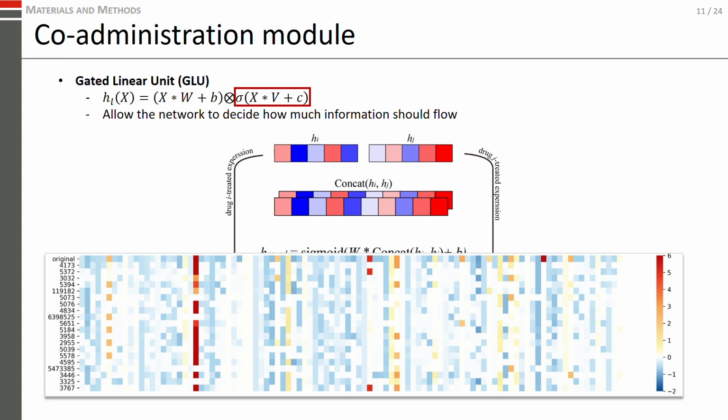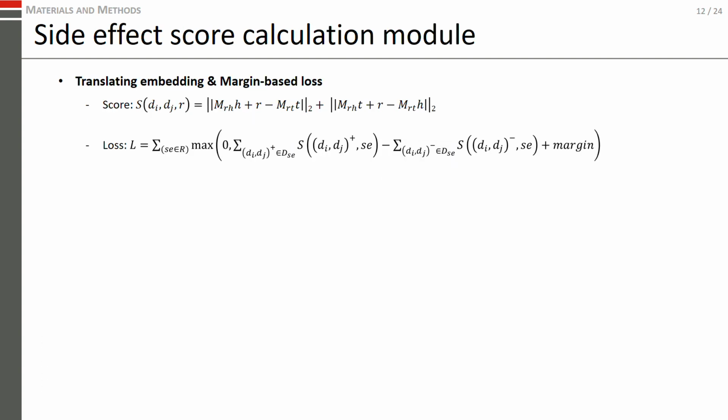This heat map shows how GLU affects the original features. Each row is the drug feature of the same drug, but in combination with the other drug. Then the calculated drug latent representations and side effect embedding were put into the side effect score calculation module.